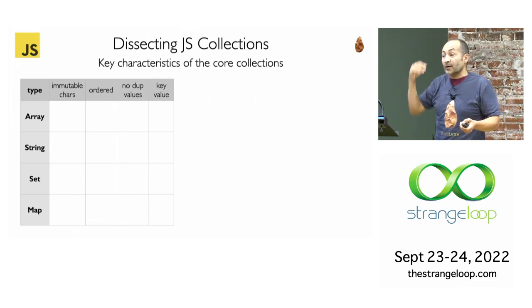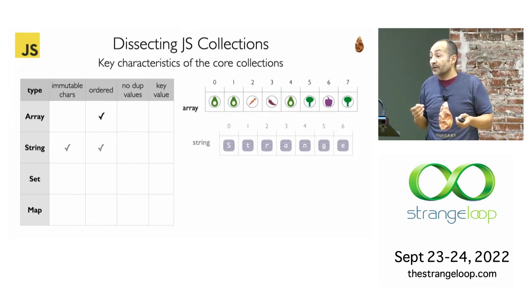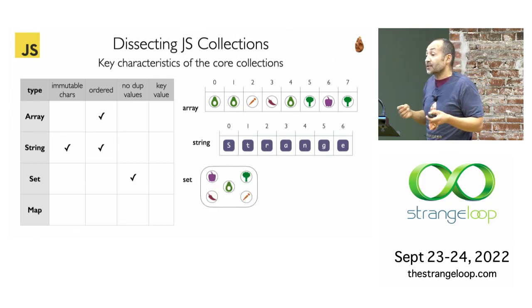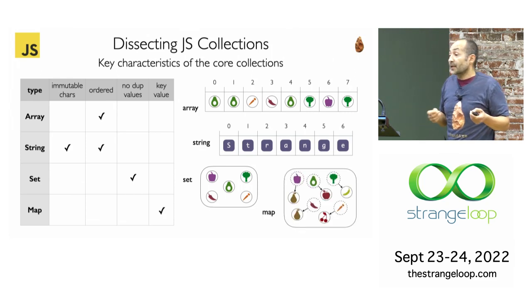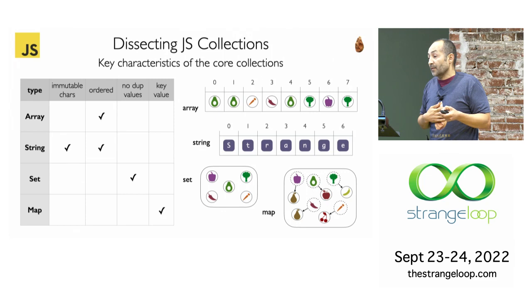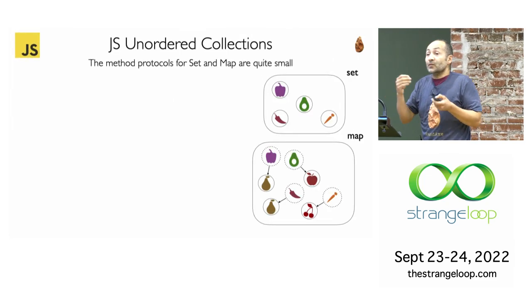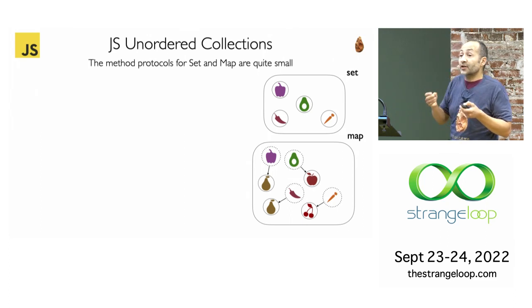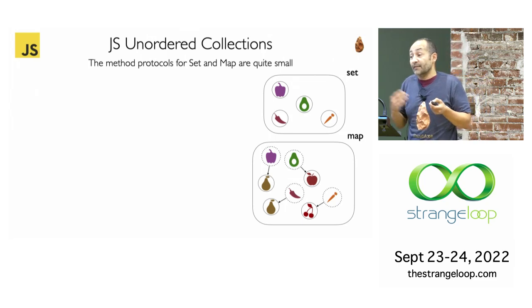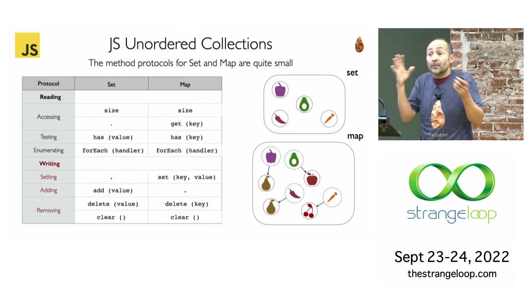Let's look at the core collections. Arrays, which are ordered. Strings are ordered and immutable and only hold characters. Sets are no duplicating values. And maps are key value pairs. And so on the right is how I will be representing these various structures throughout the talk. All right, so we have a set which holds values. And we have dictionaries which hold elements which are an association of keys and values. And they're unordered.